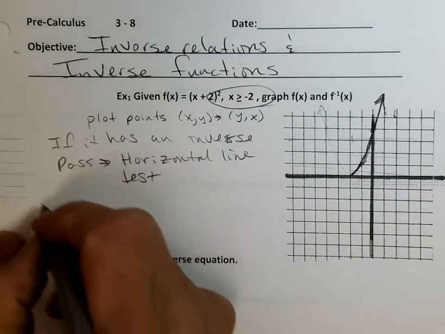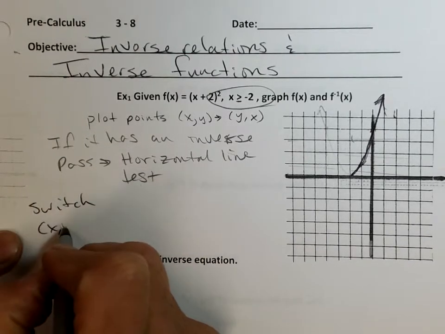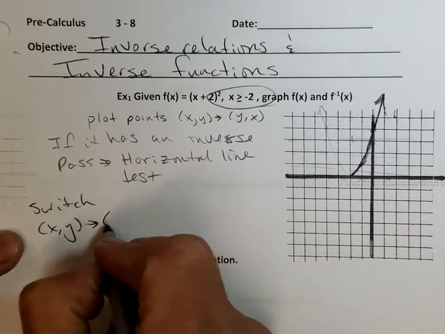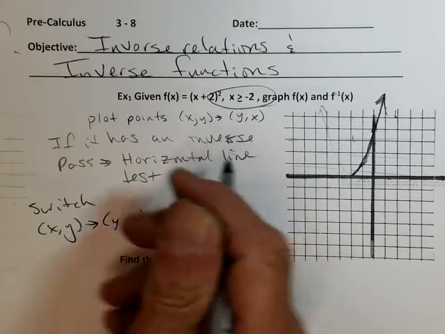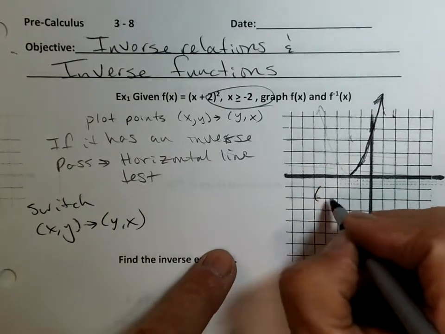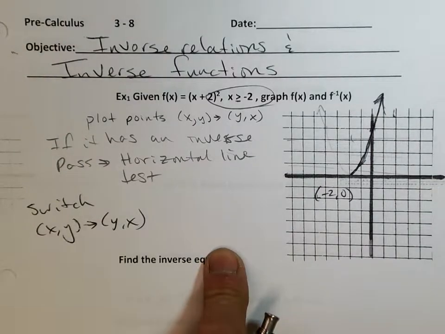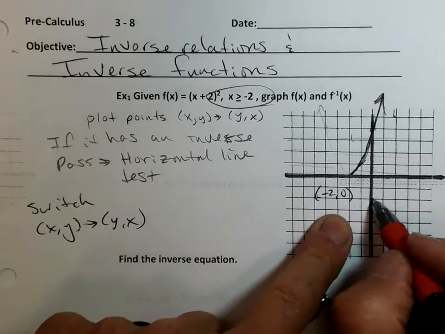So, switch x and y to become y and x. So when graphs have inverses, the x's become the y's and the y's become the x's, right? We've done this before. So if I were to take a look at the coordinates of these points, I've got a point at -2, 0. Am I going too fast? Yeah. So if I switch that around, I have 0, -2, right?